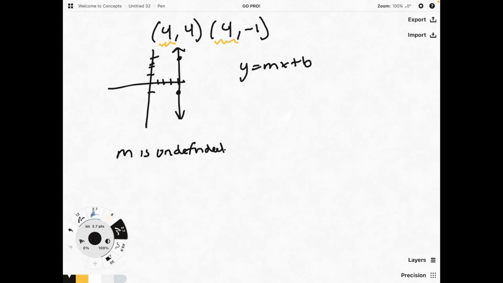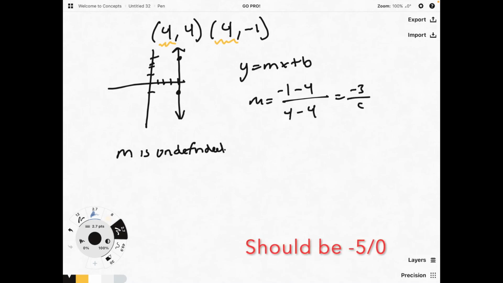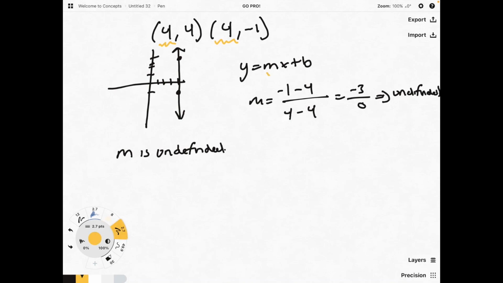If we want to solve for this, then we can find slope, but we know that slope's going to be undefined. But just in case you don't remember, we can use the point 4, -1 as our x2, y2 value. So we do -1 minus 4 divided by 4 minus 4. In this case, we're going to get -3 over 0, and this is undefined. Because m is undefined, and because b does not have a real answer, the equation of this line becomes x equals 4. And this states that x is equal to 4 on all points of y.